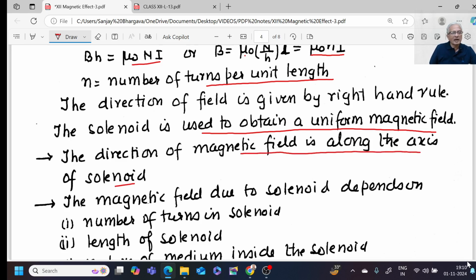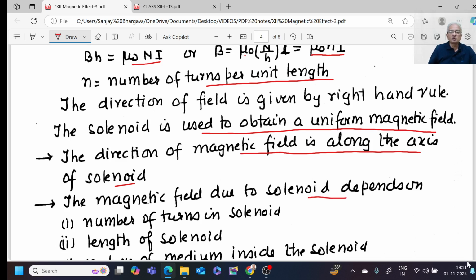So solenoid में magnetic field का direction क्या आता है? Direction हम determine करते हैं right hand rule से. Solenoid uniform magnetic field बनाता है और उस field का direction हमेशा axis of the solenoid के along होता है.